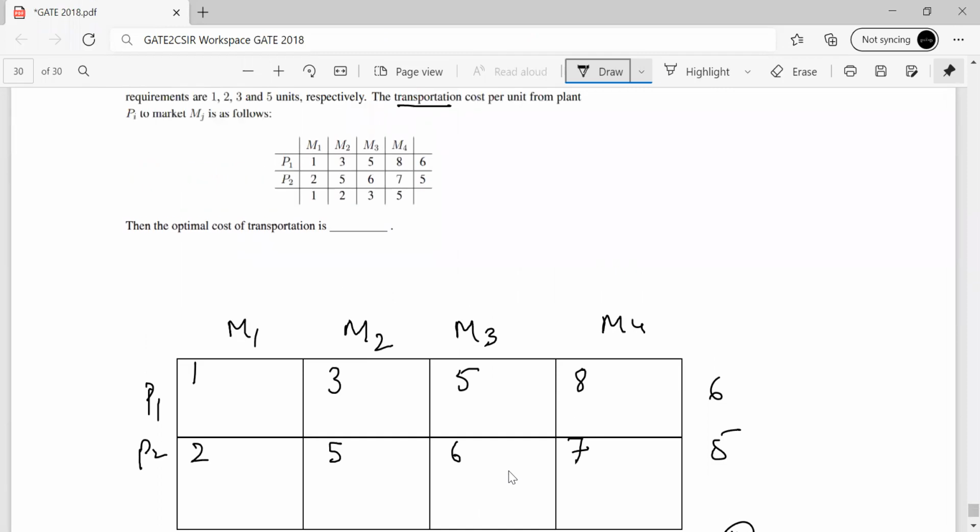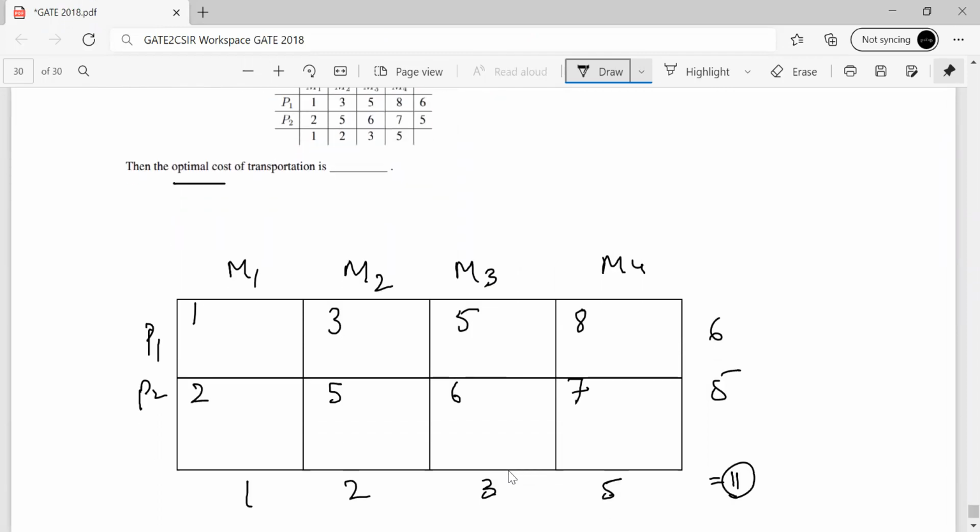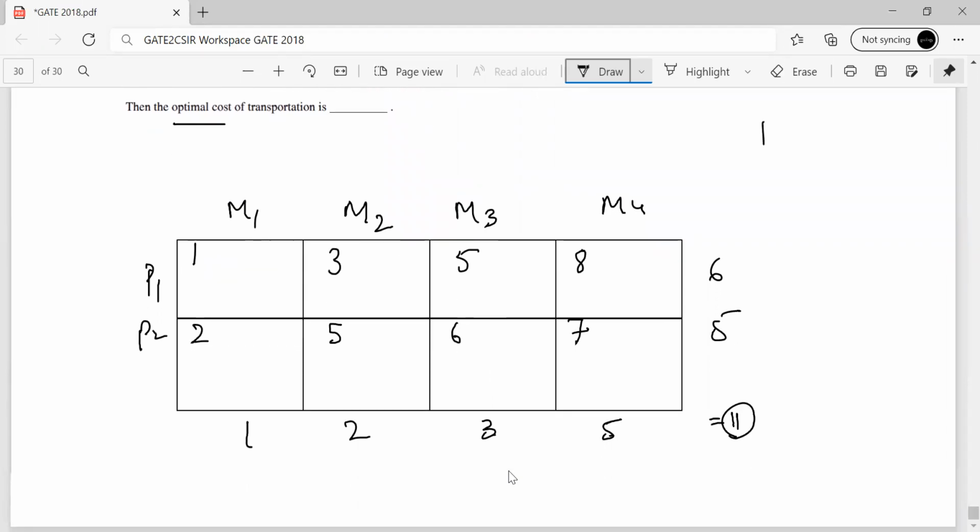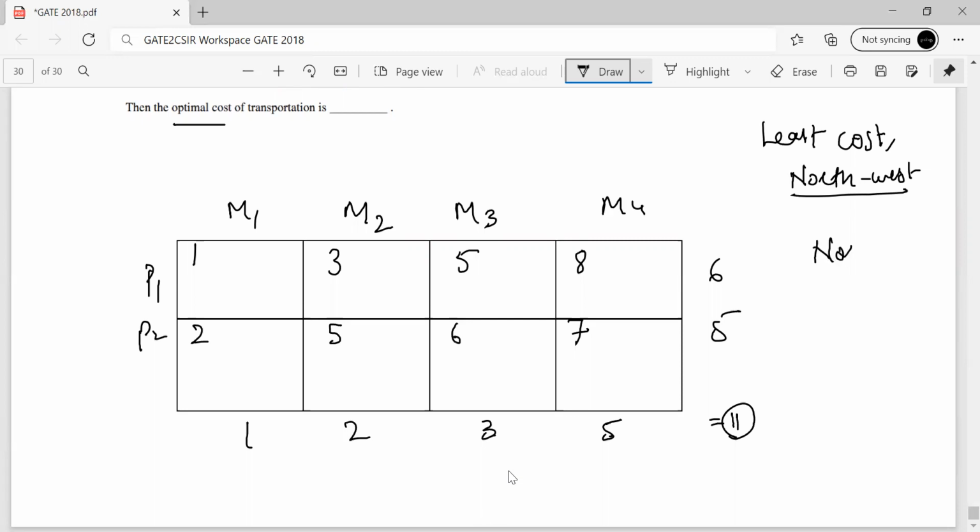So here, to find the optimal cost of transportation, we can apply the least cost method, or you can even apply northwest, but I'll suggest you not to apply northwest because it will not give us the optimal one in some cases. See how it goes: northwest first, and then least cost. Northwest gives a little less accurate value, while least cost gives a slightly better one.